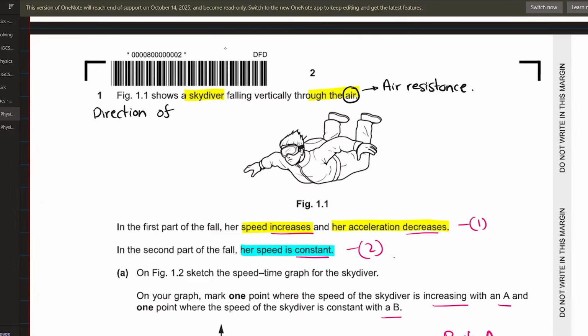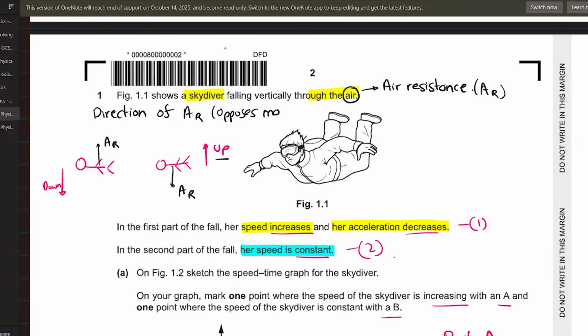direction of air resistance, AR for short. Air resistance ki direction kis tarah find karte hain beta? If a skydiver or an object is falling downward, air resistance acts upward. If a skydiver or an object is moving upward, the air resistance acts downward. Toh air resistance ka kaam kya hai, dekh rahe ho? If you are moving upward it is acting downward, if you are moving downward it is acting upward. Air resistance always opposes motion.